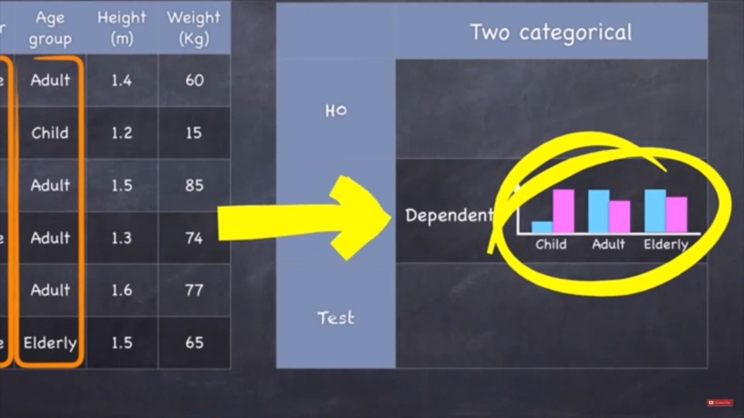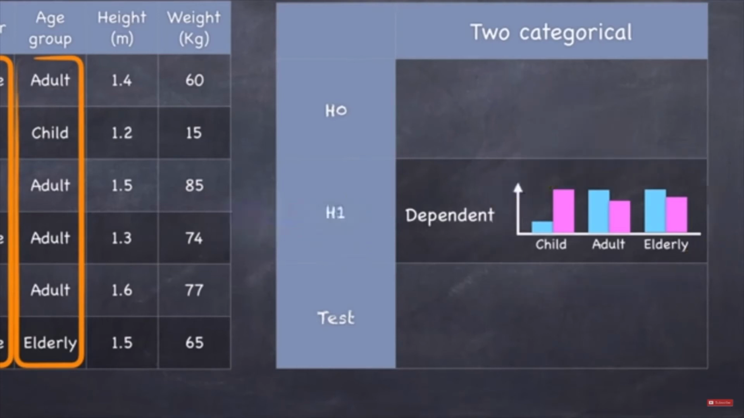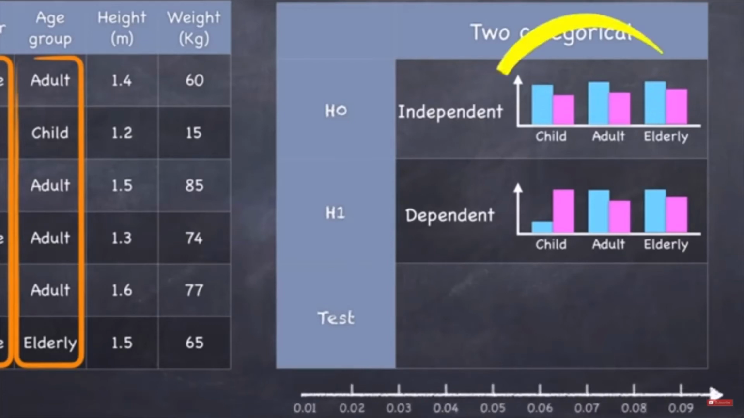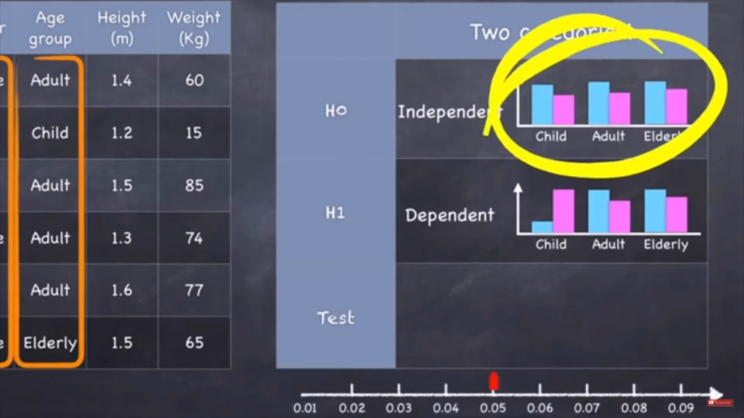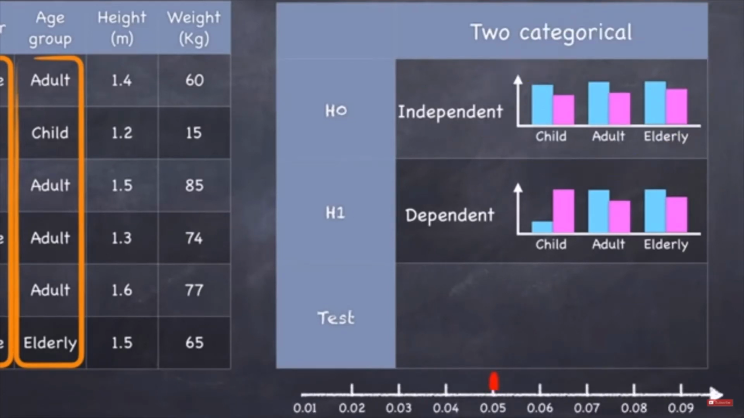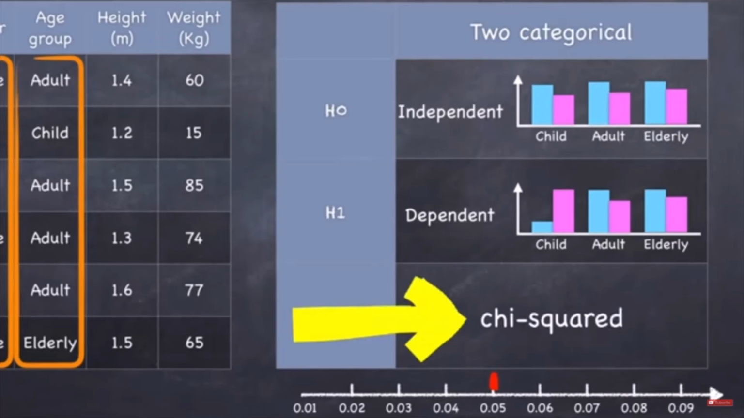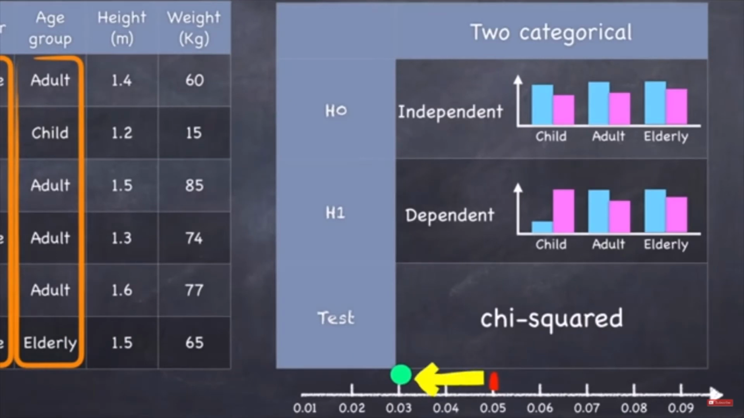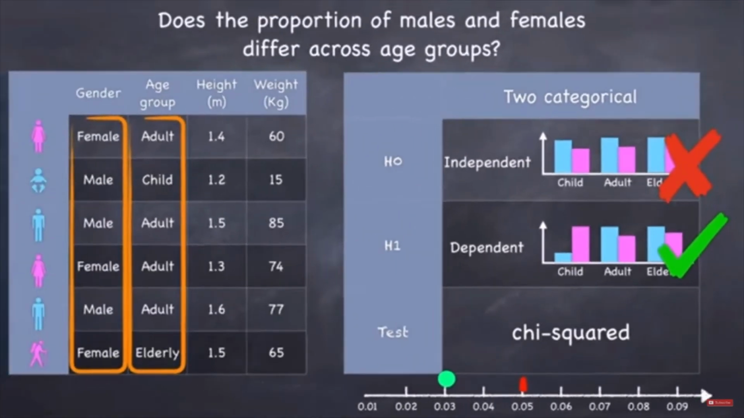Now, is that just due to chance? Well, let's test the idea that the proportions are all the same, independent of age category. So that would be the null hypothesis. So we need to test this. The test that we carry out in this example, because we've got a categorical variable, would be a chi-squared test. And then if our p-value is less than 0.05, we reject the null hypothesis.